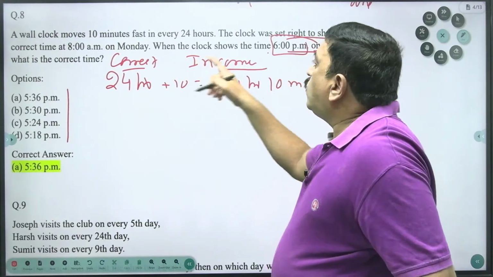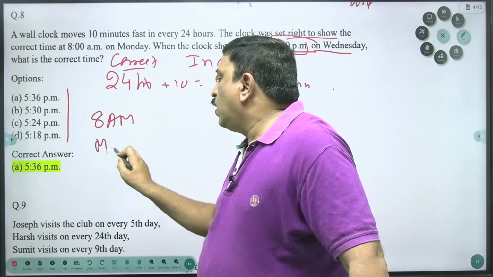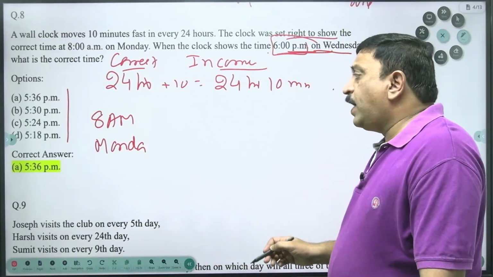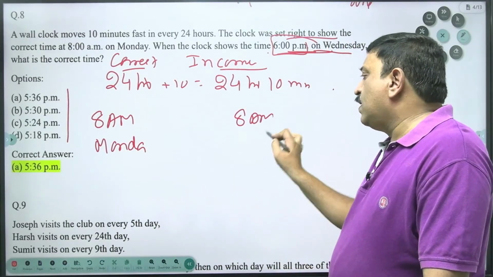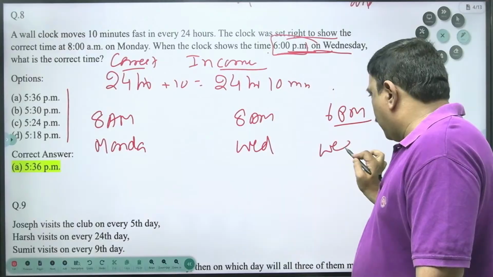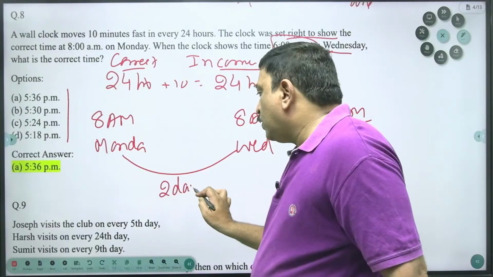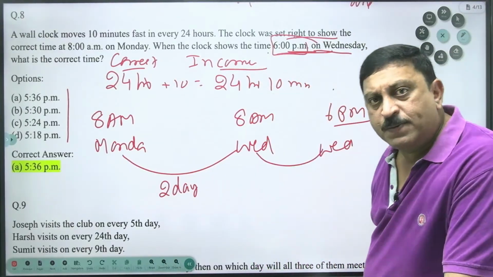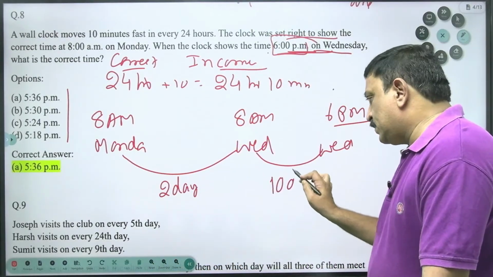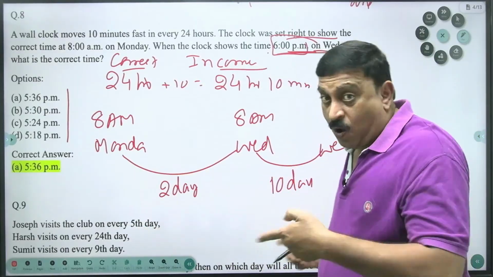Now here, how to do this: from 8 a.m. Monday to 6 p.m. Wednesday. Let us go from 8 a.m. Monday to 8 a.m. Wednesday, and from here I will jump to 6 p.m. of the same Wednesday. Monday to Wednesday is 2 days. And 8 a.m. to 6 p.m. is almost 4 plus 6, that is 10 hours. So 10 hours. This is the wrong running.